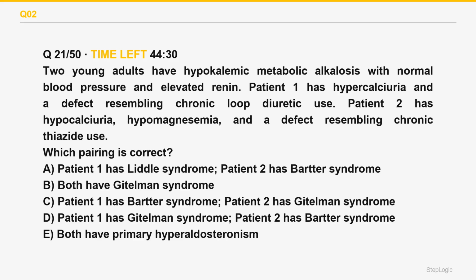Which pairing is correct? Two young adults have hypokalemic metabolic alkalosis with normal blood pressure and elevated renin. Patient 1 has hypercalciuria and a defect resembling chronic loop diuretic use. Patient 2 has hypocalciuria, hypomagnesemia, and a defect resembling chronic thiazide use. Read the command. Which pairing is correct? Two inherited tubulopathies mimic two diuretics, and the calcium in the urine tells you which segment is affected.